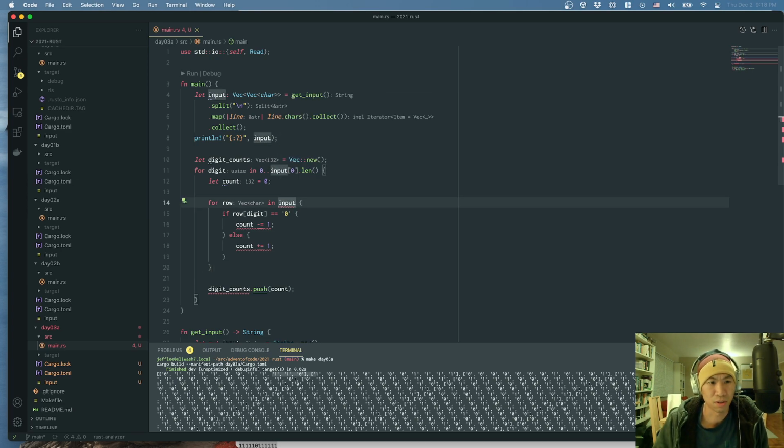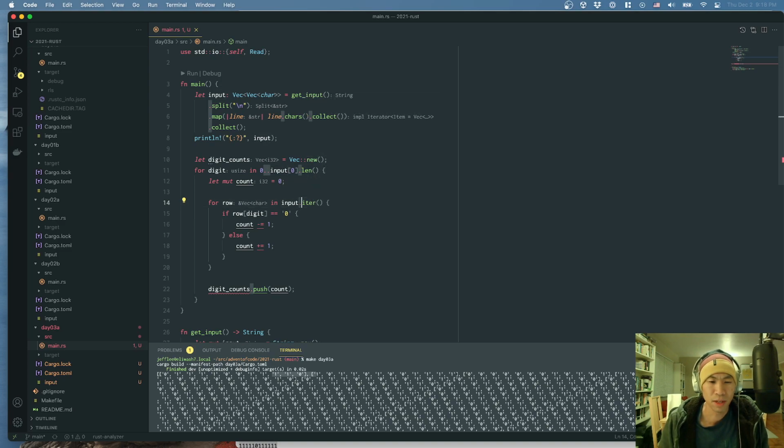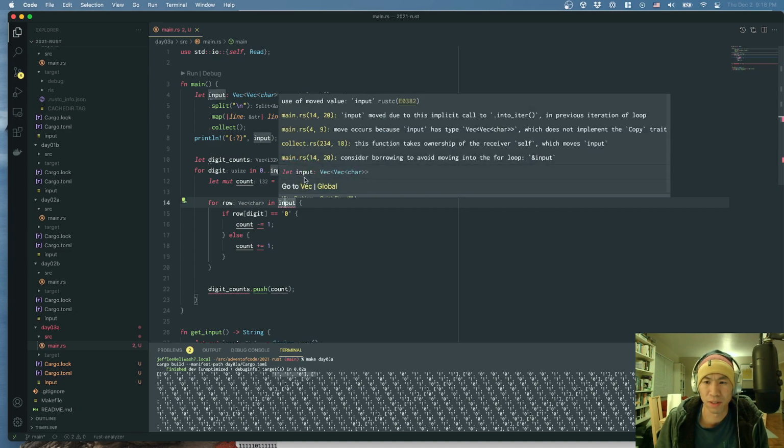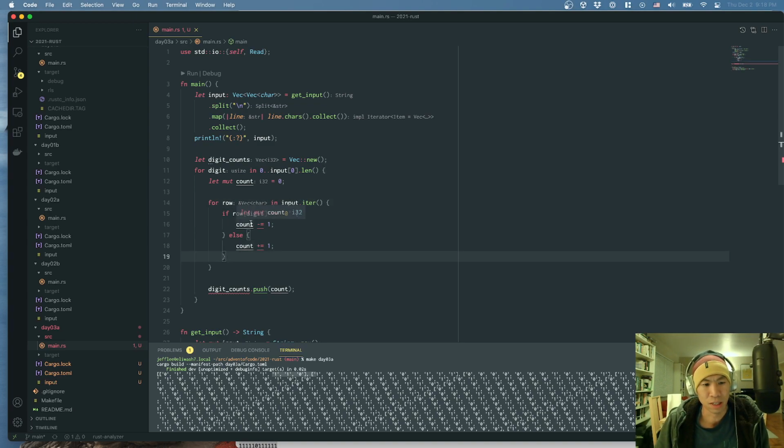Input.into_iter. Every time we iterate over a vector, we have to do iter here. Now, why is that? I think I used to understand this more clearly, but there's a really subtle difference. I guess we want to make a reference to the vector rather than move the vector value into this for loop. Boy, Rust can be confusing.